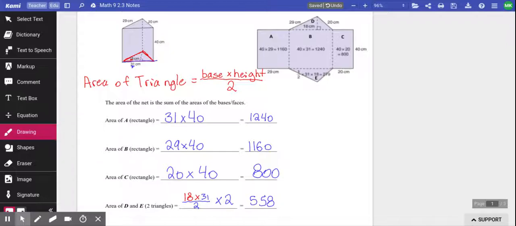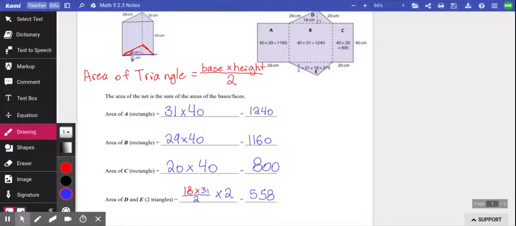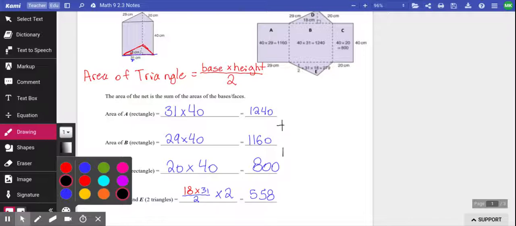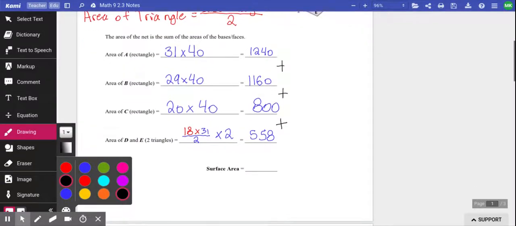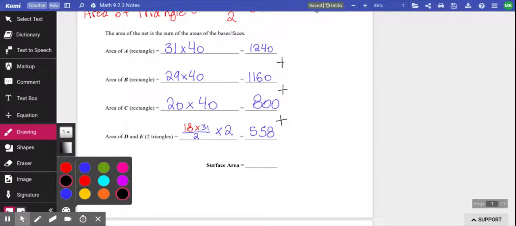What we just did was we calculated all the individual sides, all the faces. If you want to figure out the area of the whole shape, what do you do with all those numbers? You just add them all up. And that will tell you the total surface area.